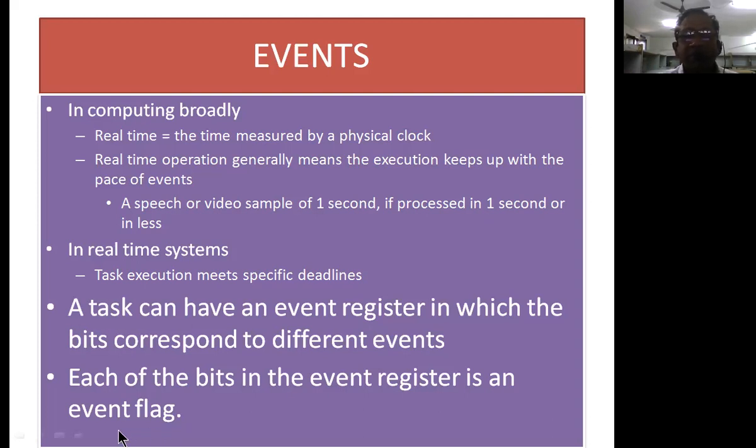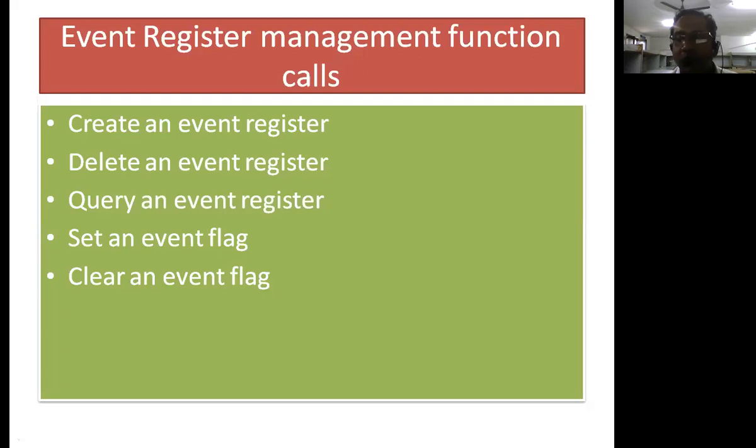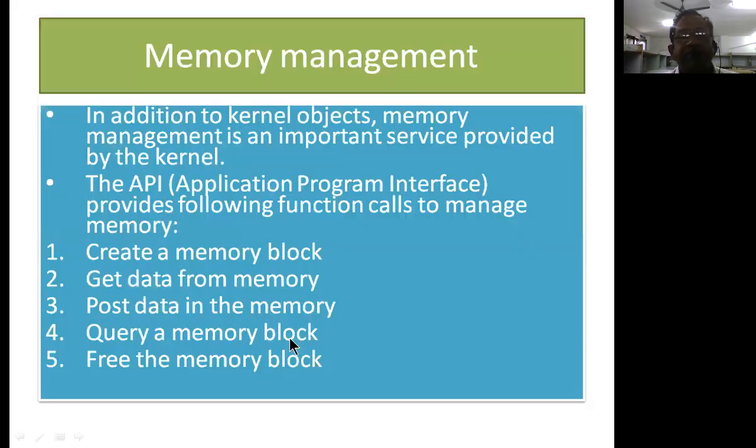So each of the bits in the event register is nothing but an event flag. We can treat the bits in the event register as event flags. Once an event is completed, the event flag is set. That is how it is normally done. So event register management functions are what now? Create an event register, delete an event register, query an event register, set an event flag, clear an event flag.